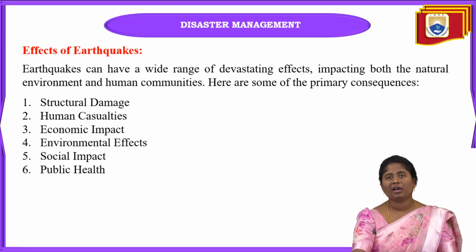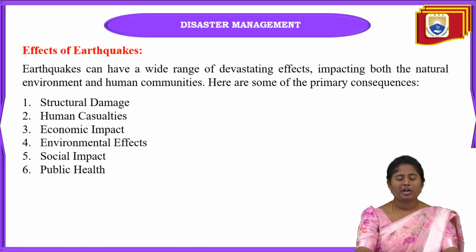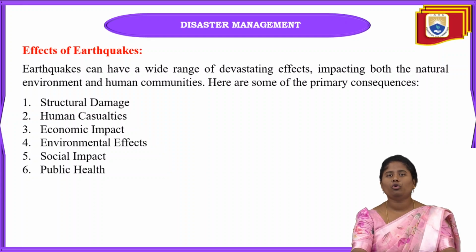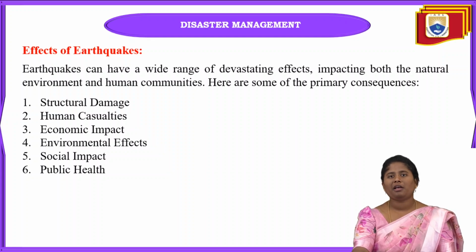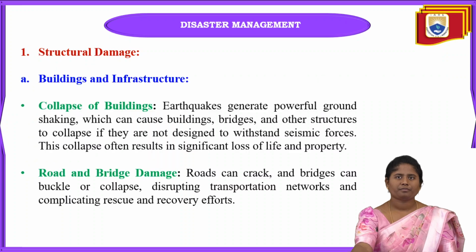If an earthquake occurs, what effects are we going to face? Here you can see we have 6 types, and I am explaining them in detail. First is structural damage. Next are human casualties, economic impact, environmental effects, and social impact. Public health can also be affected by earthquakes.